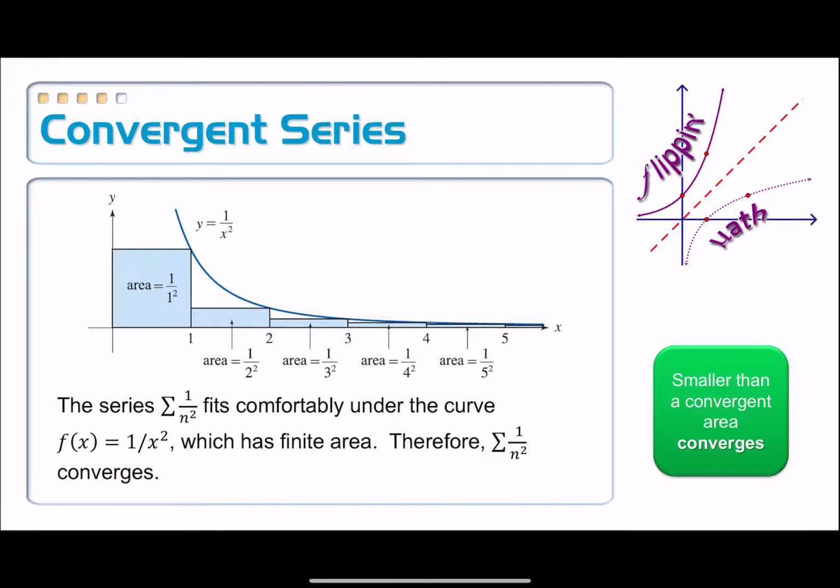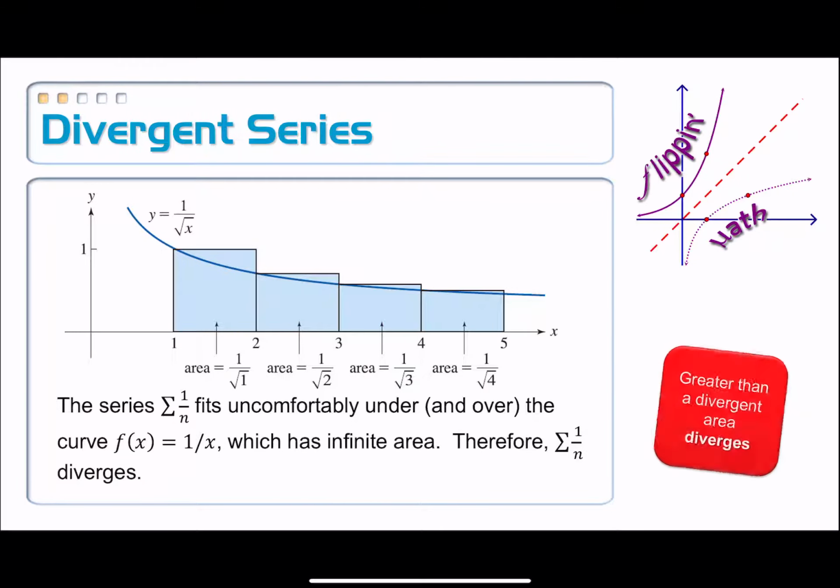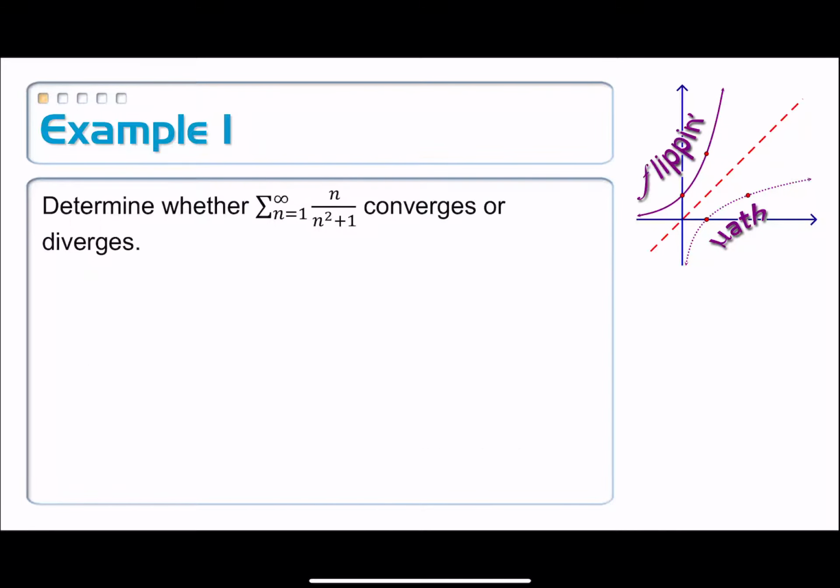Okay, so let's see if we can apply it to our first little series here. Determine whether the sum from n equals 1 to infinity of n over n squared plus 1 converges or diverges.